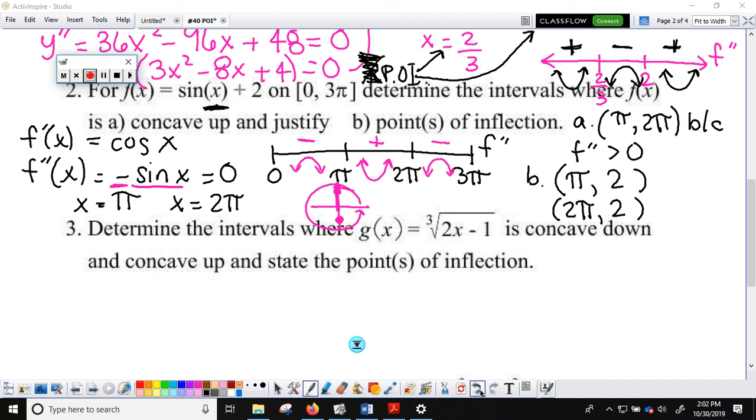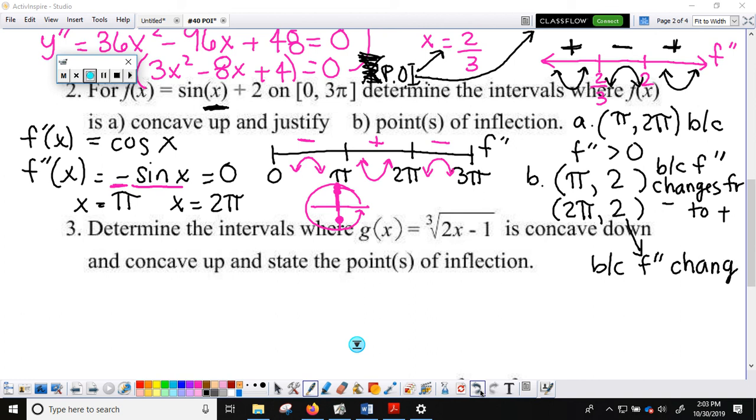So let's justify these. The first one is a point of inflection because at that point, f double prime changes from negative to positive. The second one is a point of inflection because f double prime changes. Let's go to our number line. Our second derivative changes sign from positive to negative at 2 pi.